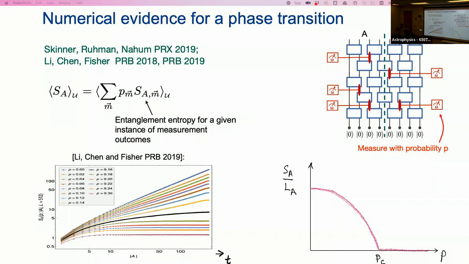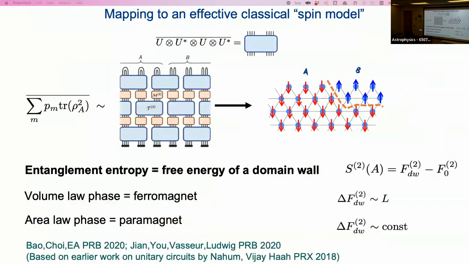So how do you start? Where is the framework to even start to address it? There turns out to be a really nice mapping to a classical statistical mechanics model that allows us to treat this transition. I won't go very deeply into it because it's not important for the rest of my talk, but the idea is that the dynamics can be thought of as some tensor network, and when you calculate some quantity like the entanglement entropy, you have to contract this tensor network.